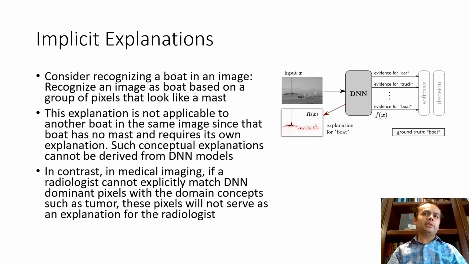To illustrate, consider the task of recognizing a boat in the image given here. One could say that the model is able to recognize the boat based on a set of pixels that look like a mast, but then that explanation is not necessarily applicable to other boats in the image. And so to understand this, we have to bring in extra information, human domain knowledge, which is not explicitly present in the image. Especially if we talk about mission critical domains like medical imaging, if the radiologist cannot just look at the pixels and understand why the tumor is present, then we say that the explanation is explicitly not present.